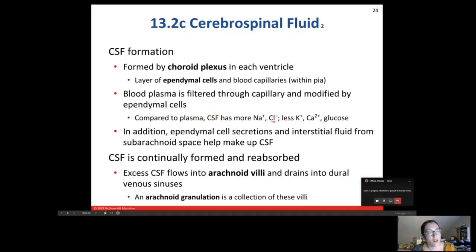So CSF has more sodium and chloride, less potassium, calcium, and glucose. The ependymal cells also secrete special things to help make the CSF. Excess CSF, once it circulates through, is going to go back into those arachnoid villi. It flows into the arachnoid villi, and then it drains into the dural venous sinuses. So it takes that extra fluid back into the venous system. And arachnoid granulation is a collection of those villi.